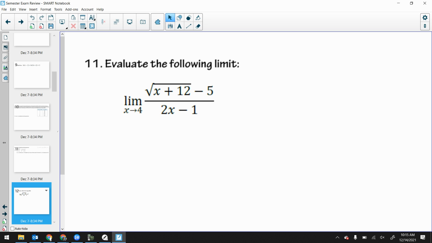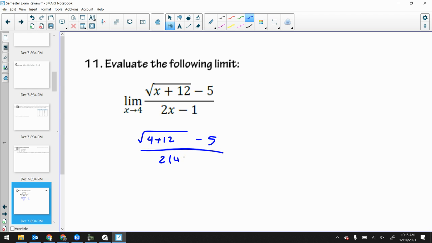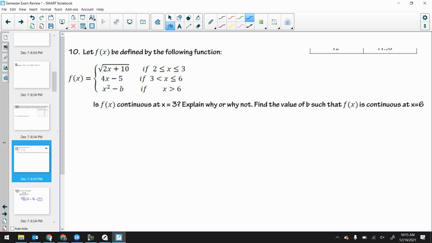So all we need to do is say square root of 4 plus 12 minus 5 over 2 times 4 minus 1. So that's square root of 16, which is 4. And then 8 minus 1 is 7, so negative 1/7. Is that what you guys got? Yep. Perfect. Easy problem. This is where we really began with chapter 2. Well, I guess that's not true. The continuity stuff was chapter 2 as well.